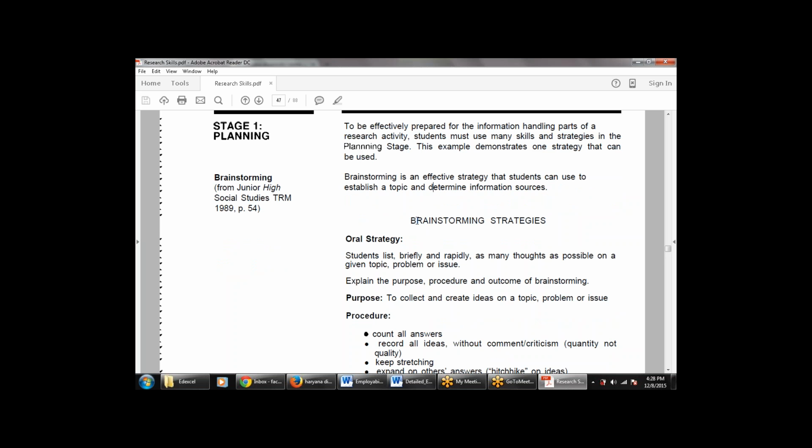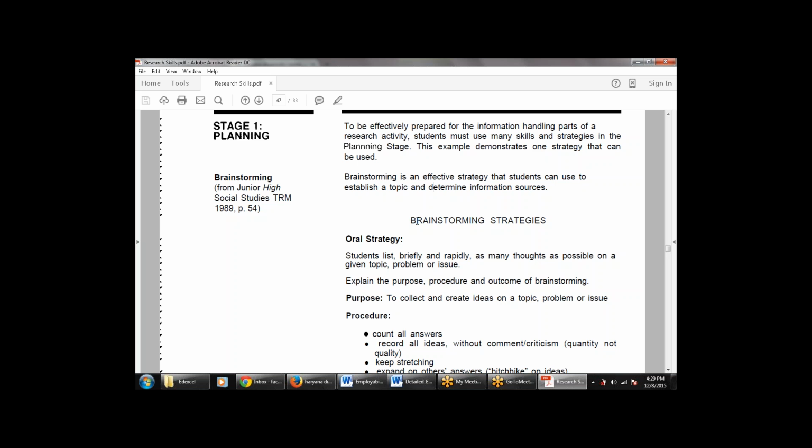That means the topic is given orally and they contribute orally, that is, the various issues, rules, and regulations related to the technology used in the brainstorming method. It also explains the purpose, procedure and outcome of the brainstorming, that is, the main purpose, the main procedure and the main outcome. This is the oral strategy, where they orally say yes, this is okay, this is okay. Then the main purpose is to collect and create ideas on a topic, problem or issue.